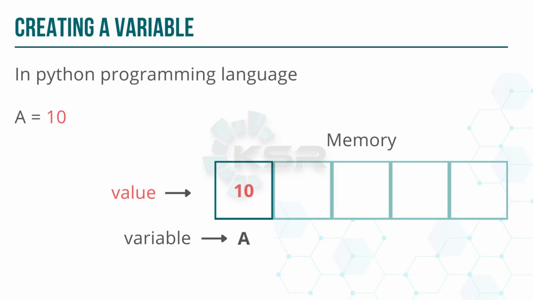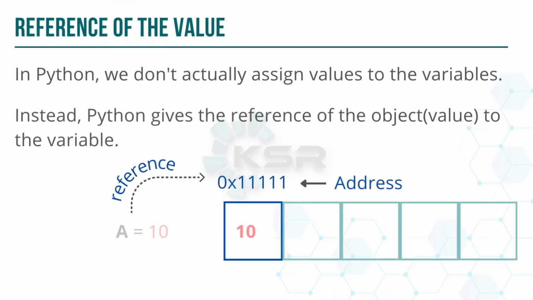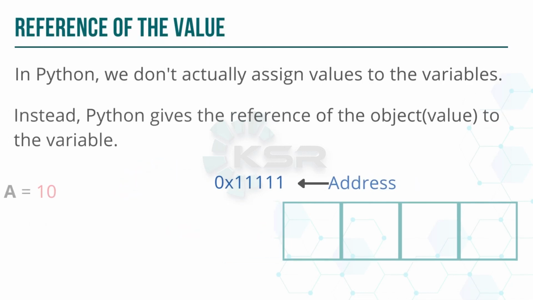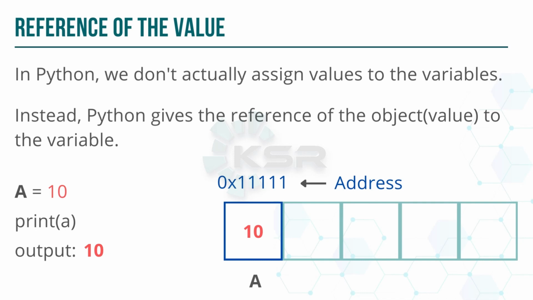If I want my a to be 10, and I say a equals to 10, what exactly I'm doing is in my memory, this is my RAM, I'm creating a variable a, and the value that a stores is 10. When I say a equals to 10, what is happening behind the scenes is that in memory, the value 10 is created and the address of that particular memory is given to a.